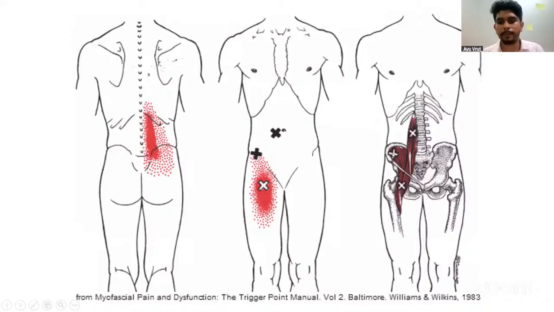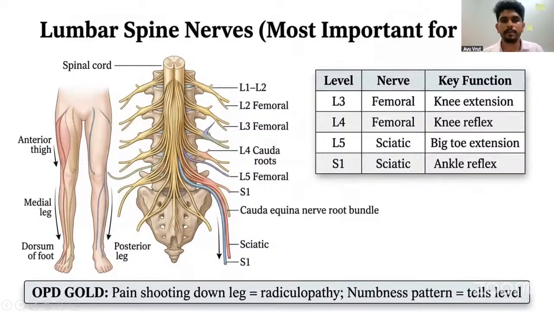Arising from the lumbar pain, the pelvic part, and the femoral part. These are the three main complaints of low back pain patients. They can say anywhere. So the most important thing for the OPD which you need to know is the spinal nerves.